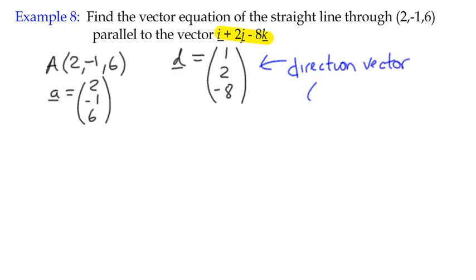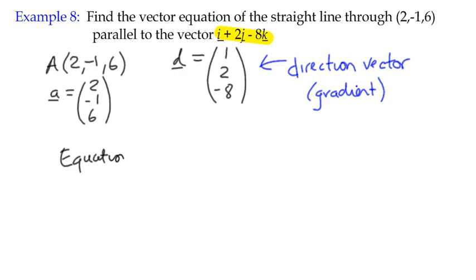That, in 3 dimensions, replaces the concept of the gradient of a line. Gradient we really keep to 2 dimensions. The direction vector replaces the gradient in 3 dimensions. So it does the same job. So I've got a point and a gradient effectively. So now I'm ready to find the equation of my line.